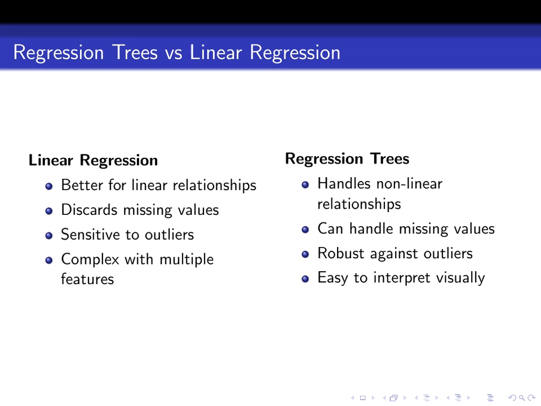Let's start by comparing regression trees with linear regression. The key differences between these approaches are quite interesting. Linear regression works best when handling linear relationships in data. It provides easy measurement of statistical significance but struggles with missing values. It's also sensitive to outliers, which can skew results.